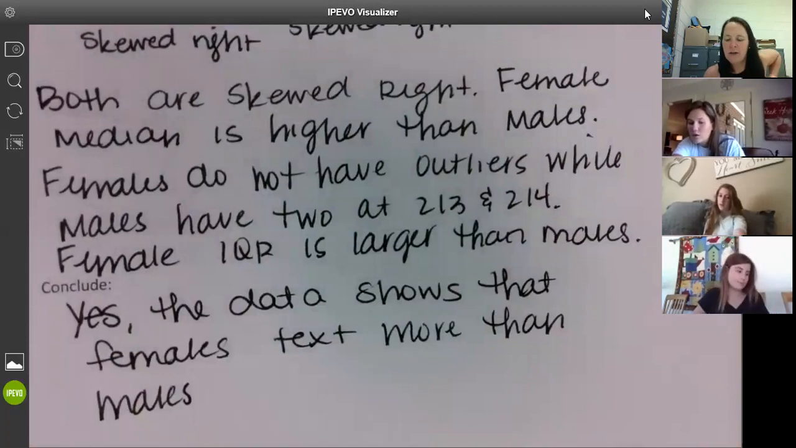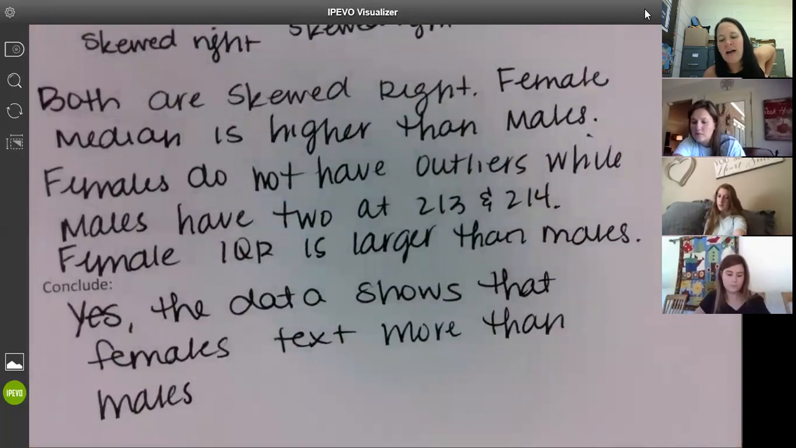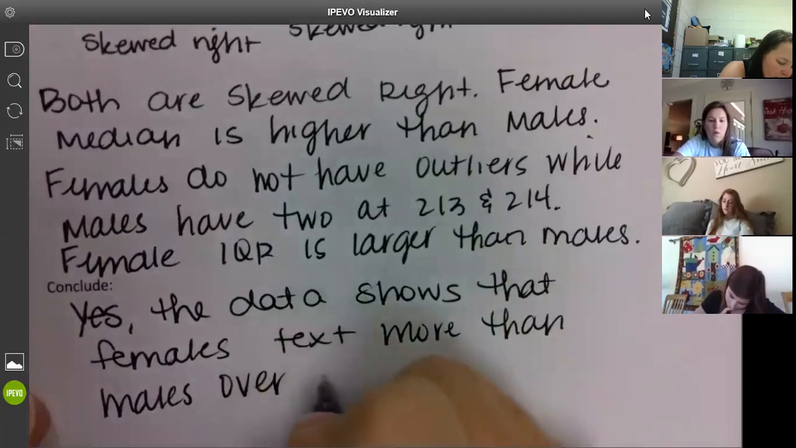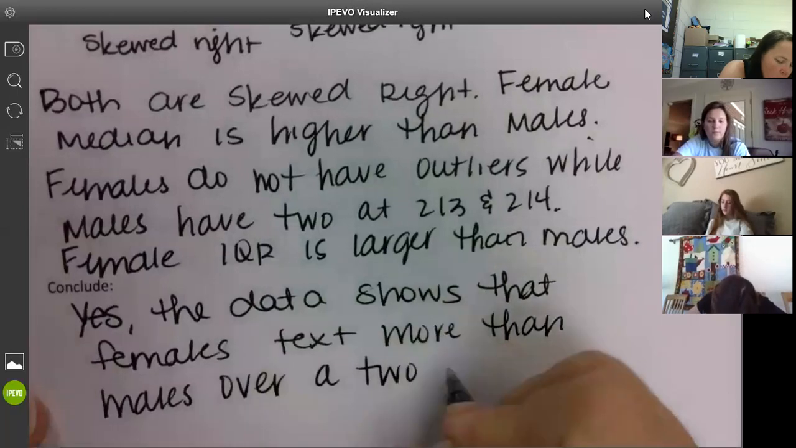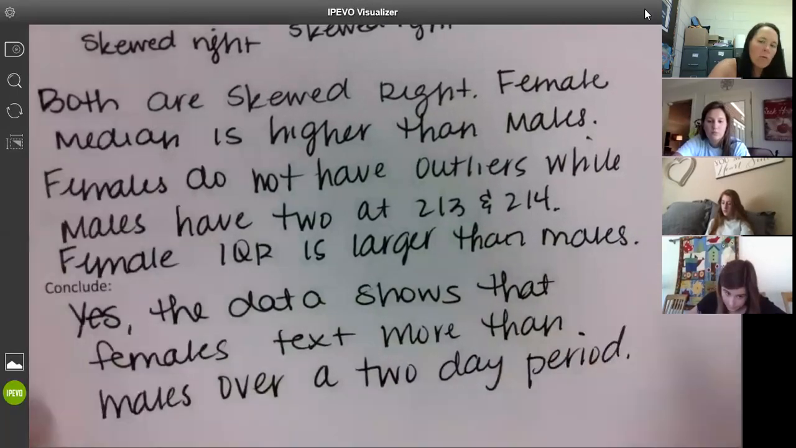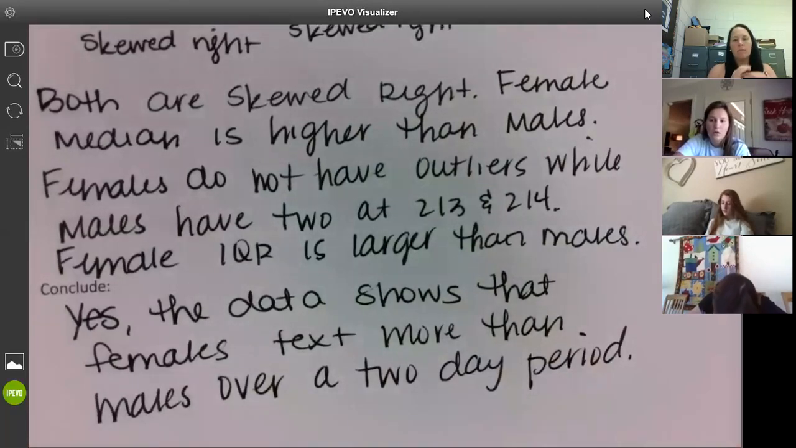I don't think it showed you. Yeah, it did. Right before it says here are their data. When did they do it? Over a 2-day period. Why is that important to put? Because the trend could be different for like a week-long period.